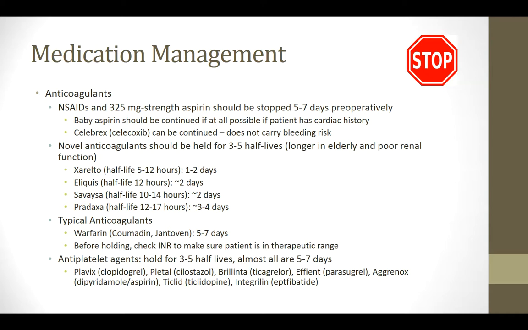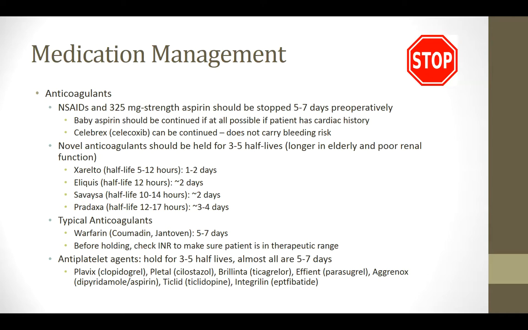The novel anticoagulants should be held for at least 3 to 5 half-lives. We hold them a little bit longer in the elderly and in people who have poor renal function. So I've listed the drugs that you'll see the most and how long we hold them for. The typical anticoagulants are usually held 5 to 7 days, but before you hold it, you want to check their INR and make sure they're therapeutic. Sometimes the INR will be a little bit high, and if it's high, you're going to need to hold it longer. If the INR is low, you may be able to get away with holding it a little bit shorter.